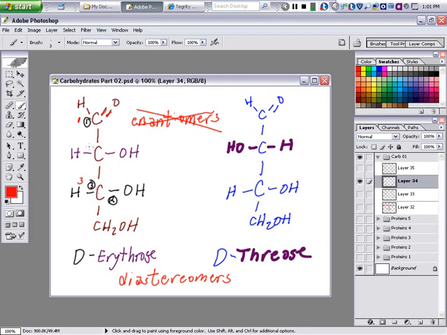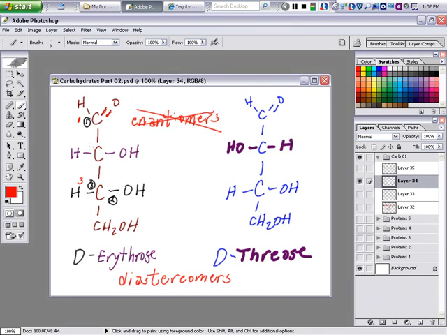An isomer is a molecule that has the same number of atoms, different arrangement. Like all carbohydrates are CH2O because it's just hydrated carbons. And so this compound is C4H8O4. Both of these. And so they're isomers. They have the same number of chiral centers, and some of them are opposite of one another, but they're not mirror images. And so they are called diastereomers.